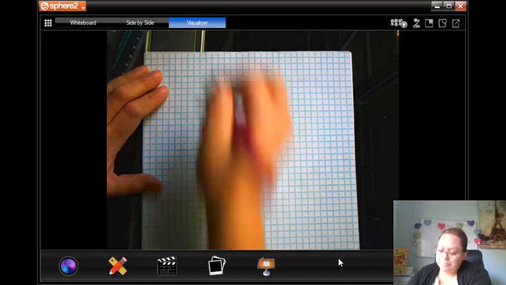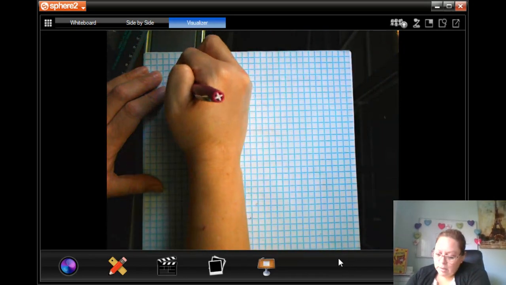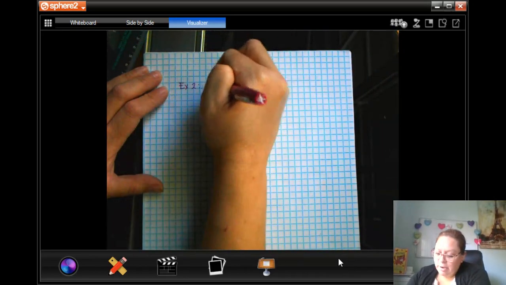Example number 2. And this is graphing a system.